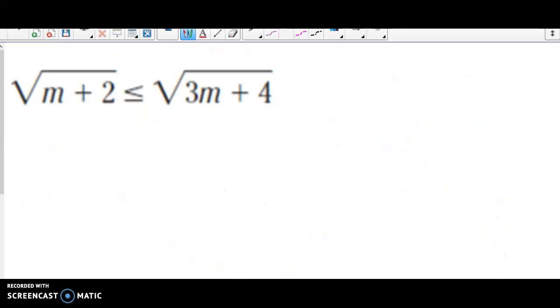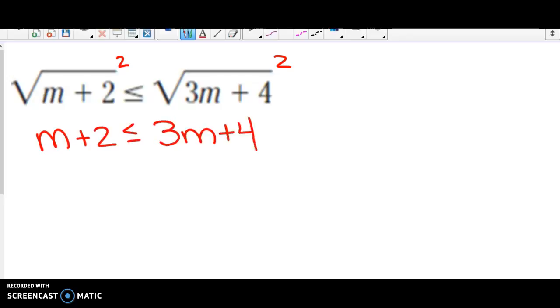Okay, so now we're going to go and try this one. Now this one is much harder, but really not. Oh, I don't know why I'm cubing it. So let's go and square both sides. It starts out really easy. You end up with m plus 2 less than or equal to 3m plus 4. Solve your inequality. I'm going to skip that so you guys can do that, because I'm going to run out of time.